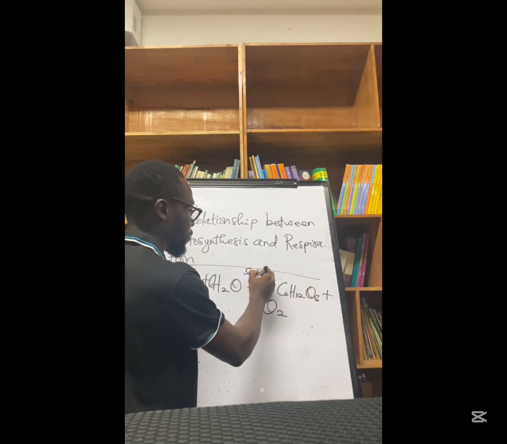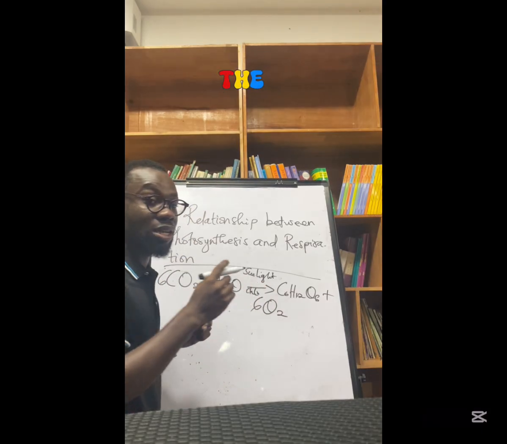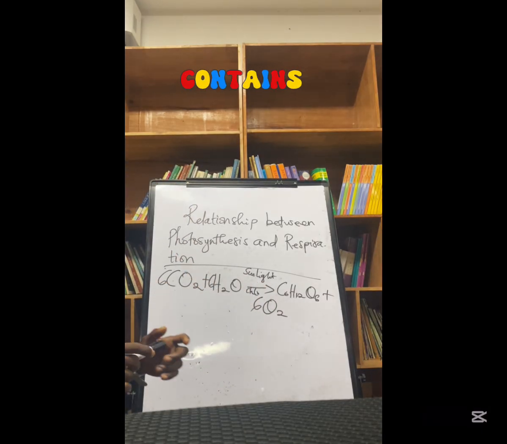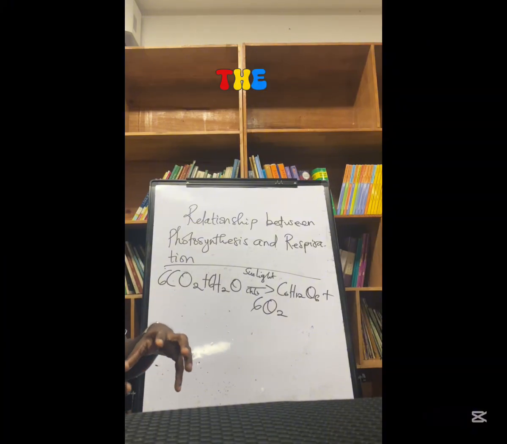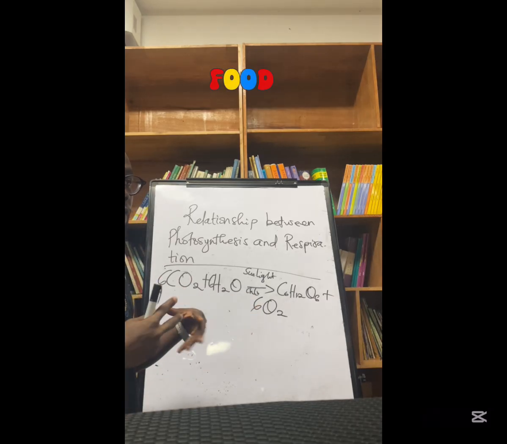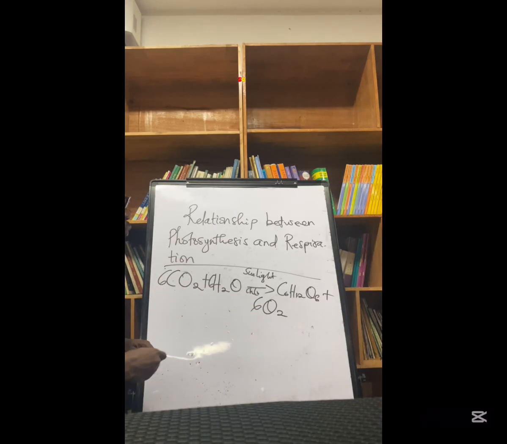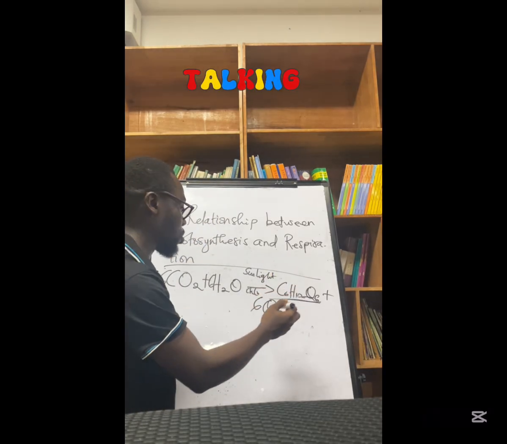Alright. Now, in this process, the relationship between photosynthesis and respiration, mind you that here there is sunlight, and then chlorophyll as well. Because the chlorophyll contains an organelle called chloroplast. The chloroplast contains chlorophyll, which is the green pigment that will be able to tap energy from the sun for food to be prepared. So this is the glucose we are talking about.